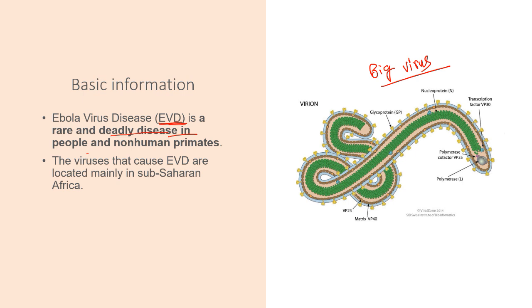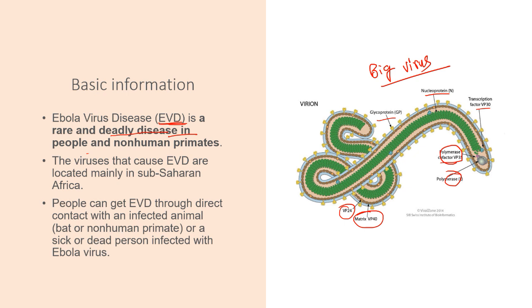You can see it here on the right-hand side. It contains multiple types of proteins: glycoprotein, nucleoprotein, and transcription factors are also present inside the virus itself. It contains its own polymerase, cofactor, and many other components and matrix proteins. VP24, the structural proteins, are already present. People can get Ebola virus disease through direct contact with an infected animal, or a sick or dead person infected with Ebola virus. Generally this virus originated from a bat infection, from bat to human, and then human to human contact, and it has hugely fast transmissibility.